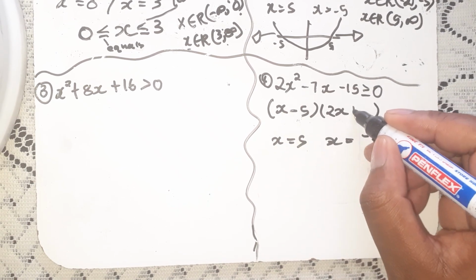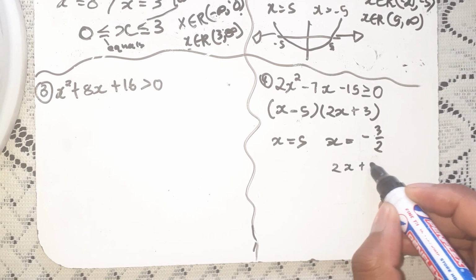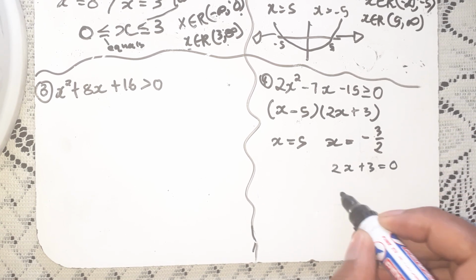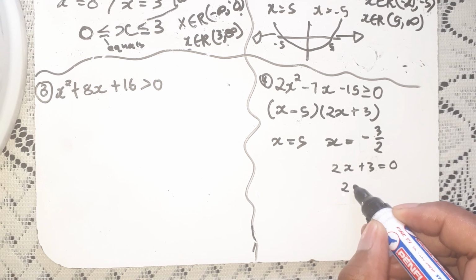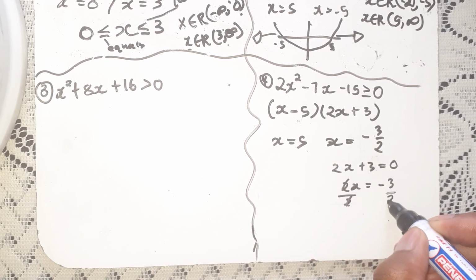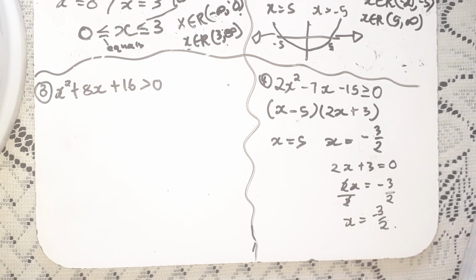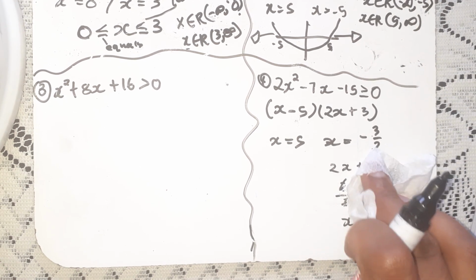So it means that x here it's -5, and here it's +3, so that when we have 2x plus 3 equals 0, we can have 2x equals -3 divided by 2. Then you see x equals -3/2. That's what happened there.